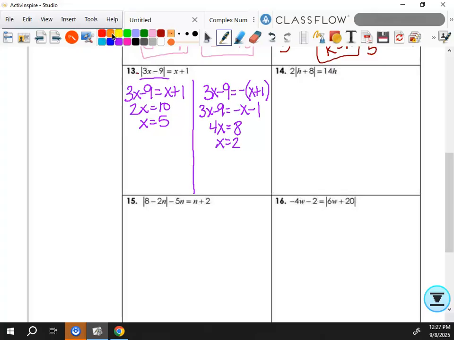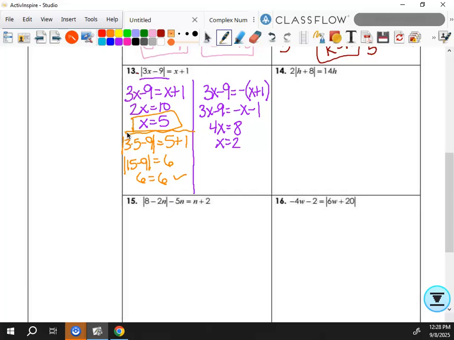Everybody with me so far? Okay, so now I have to check myself. So we get the absolute value of 3 times 5 minus 9 equals 5 plus 1. So this is the absolute value of 15 minus 9 equals 6. Well, 6 equals 6, so I'm good. I like that one. Okay.